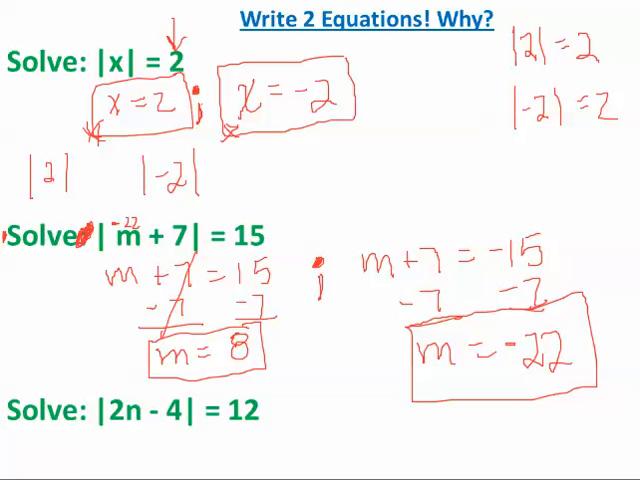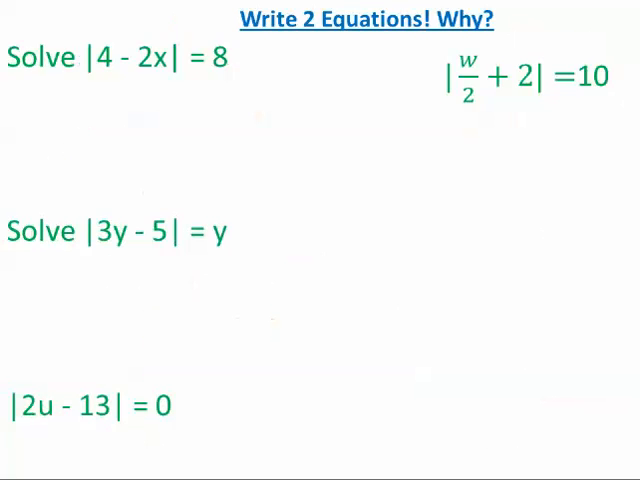I'm going to write the 2 equations for this last one, but probably not solve it. What are the 2 equations we write? The first one, 2n minus 4 equals 12. Just remove the absolute values, leave it alone. That's all I do. Now solve that and solve one more equation, 2n minus 4 equals negative 12. When you solve those 2 equations, you'll have the 2 answers that will work in this equation. Absolute values have 2 different answers. They get a little bit more complicated here.